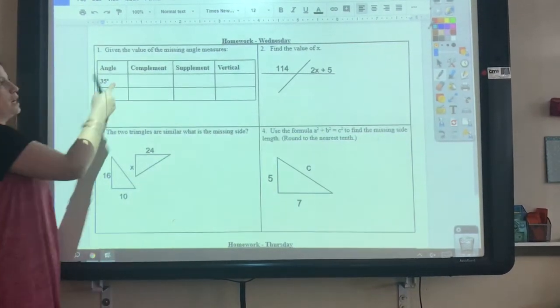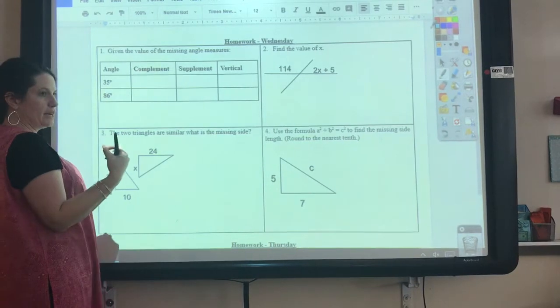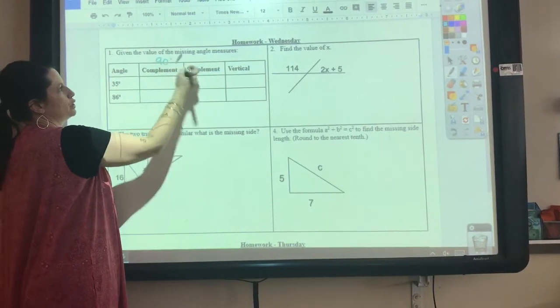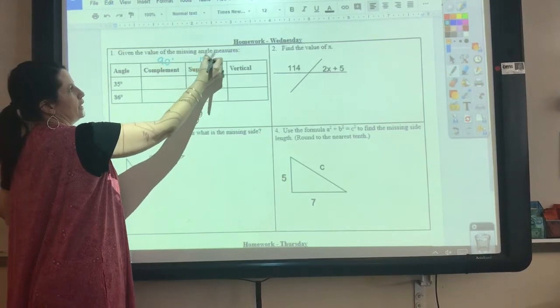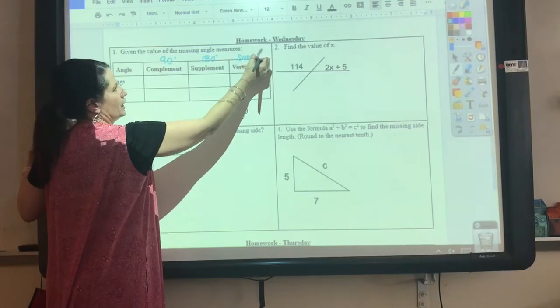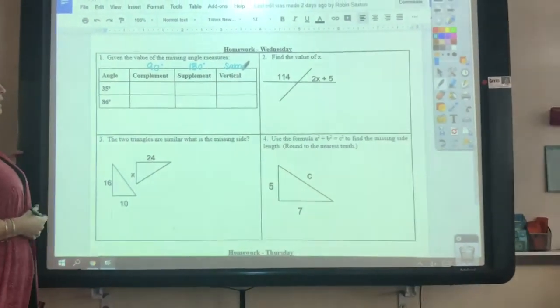So remembering my complement, C comes before S, 90 comes before 180. This is going to be my 90 degrees. I'm going to go ahead and label my supplement as 180. And then I'm going to label my vertical as same, because vertical angles are angles across from each other and they always have the same value.